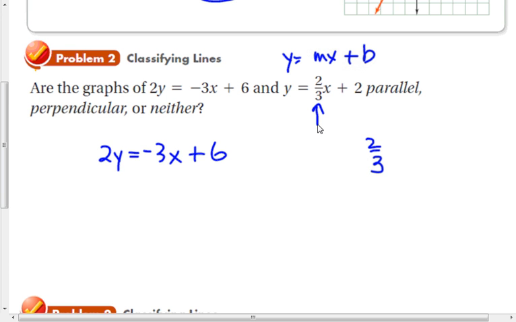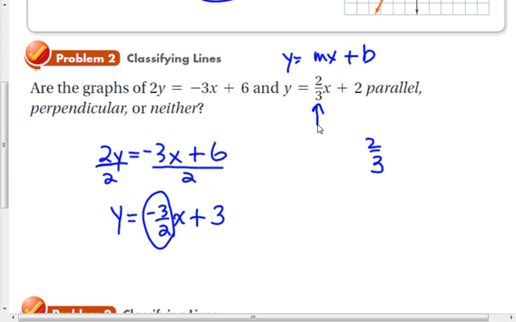And all we need to do that is get rid of this 2 here. And the way we would do that is divide both sides by 2, or multiply both sides by 1/2, however you want to look at that. And if we did that, we would get half of -3, which is -3/2. And half of 6 is 3. Okay, now we can see the slope here is -3/2.